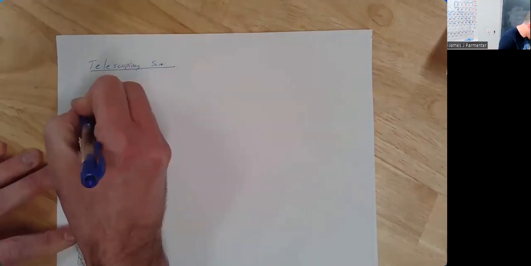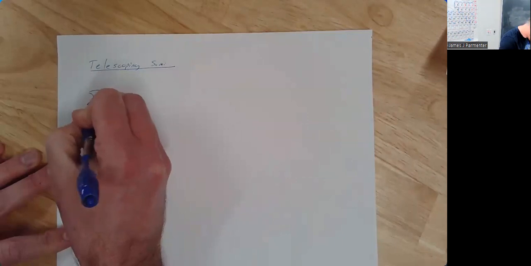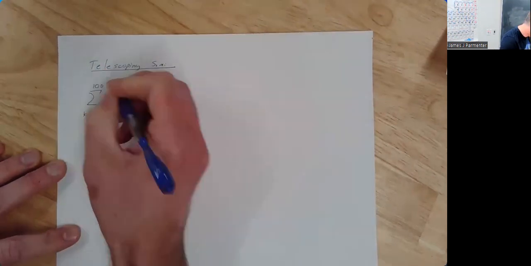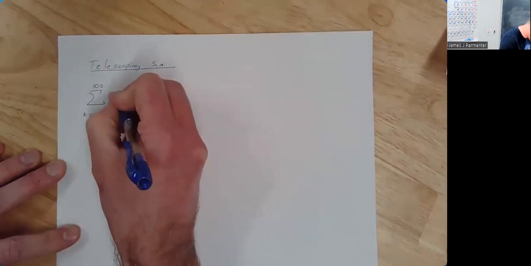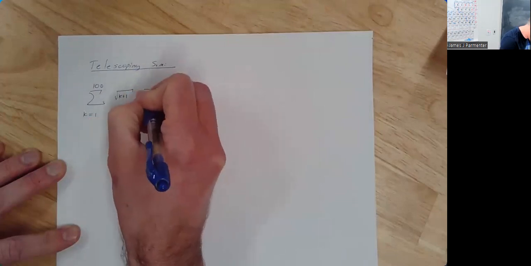This idea will resurface when you take 21C, by the way. Telescoping sums definitely show up in 21C. So let's say we want to find the sum of something like k equals 1 to 100 of the square root of k plus 1 minus the square root of k.